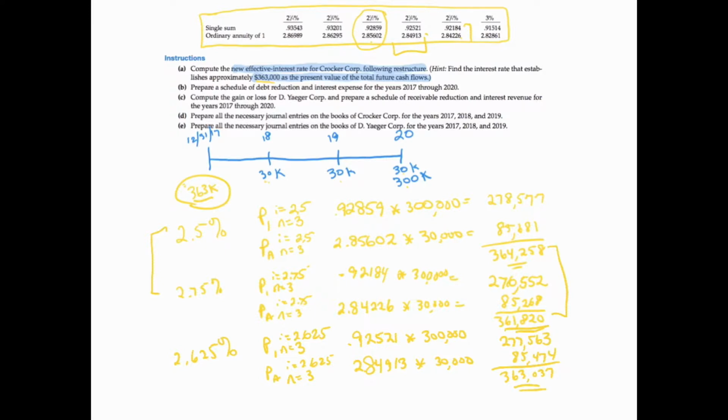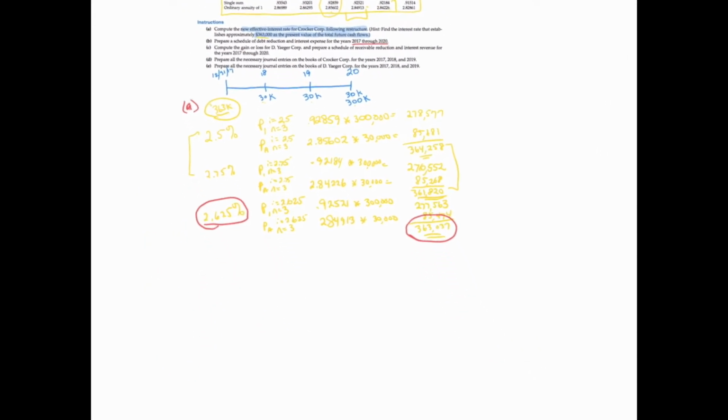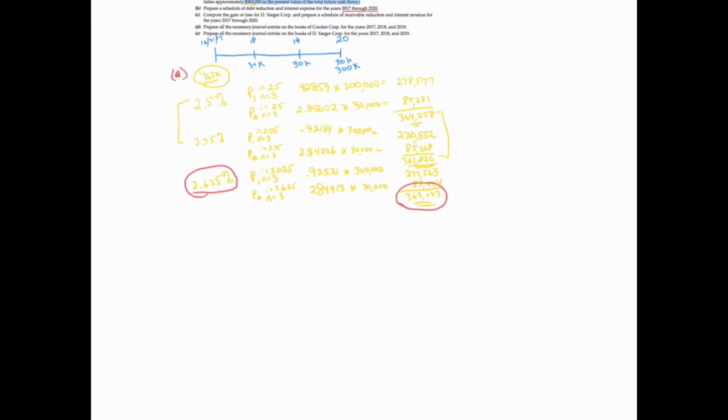And that is what we're going to use as our interest rate. And this is for A. Okay. Next up, it says, prepare a schedule of debt reduction and interest expense for the years 2017 through to 2020. Okay, so we're going to use this 2.625.